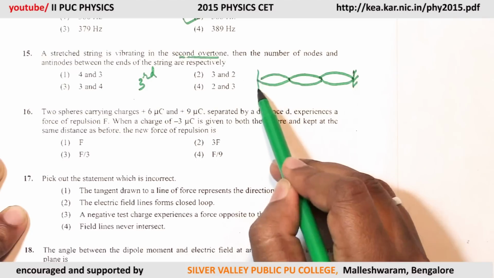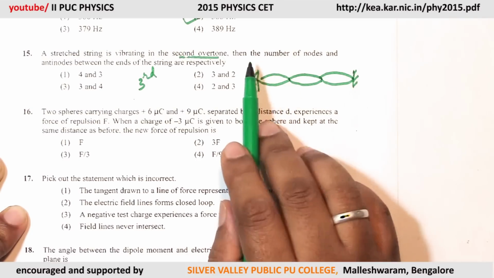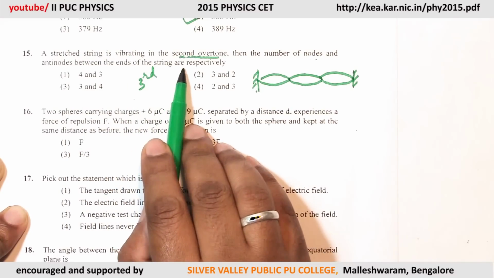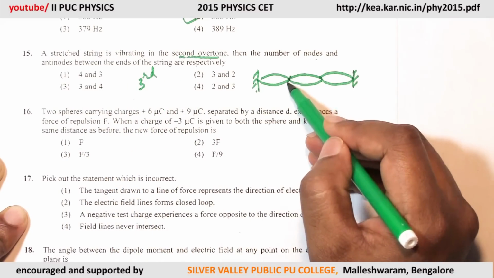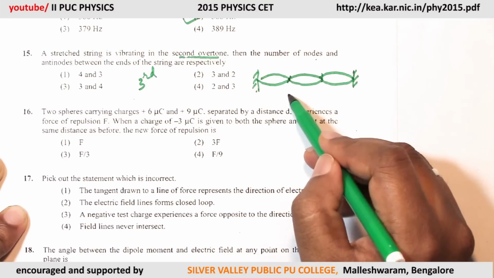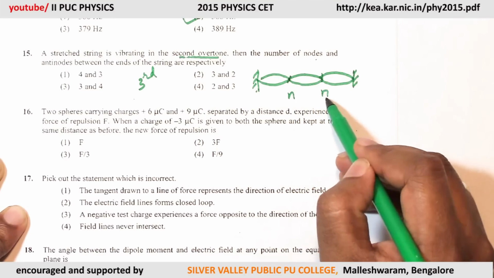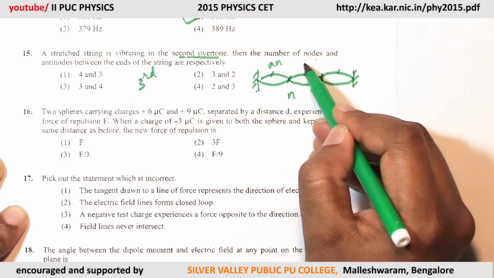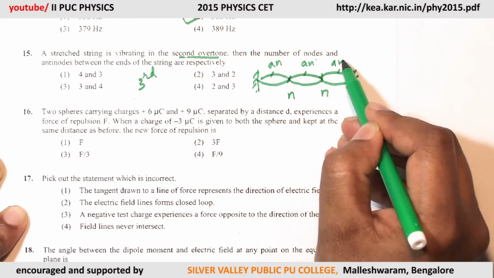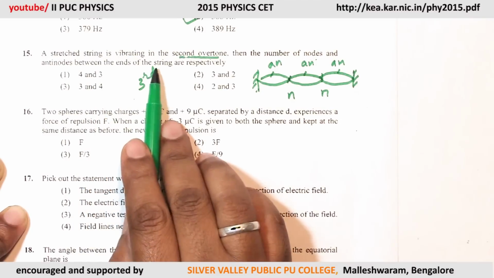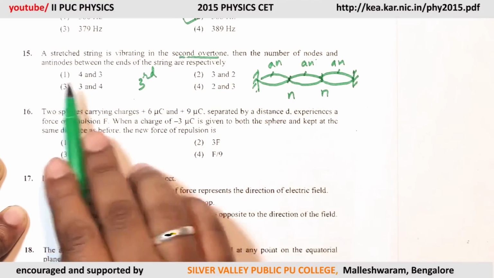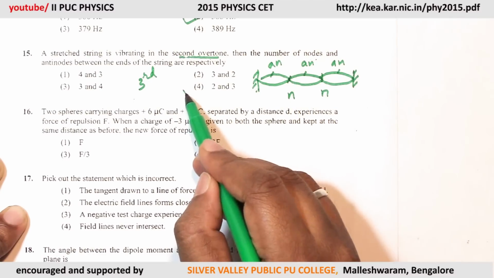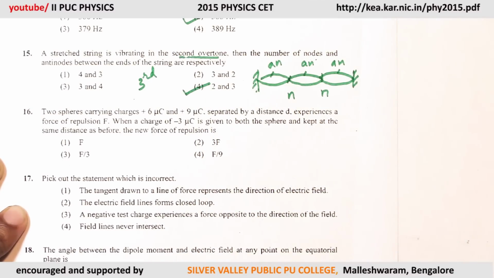Rigid support, rigid support. Then the number of nodes and antinodes between the ends of the string. These are the nodes. There are 2 nodes and these are antinodes. Antinode. Nodes and antinodes: 2 nodes and 3 antinodes.